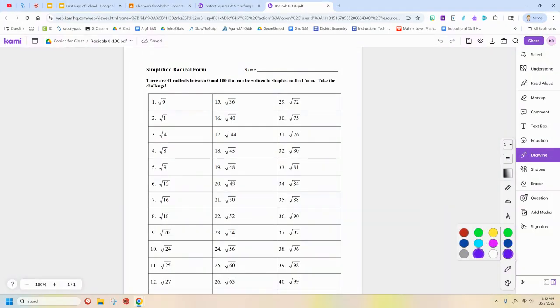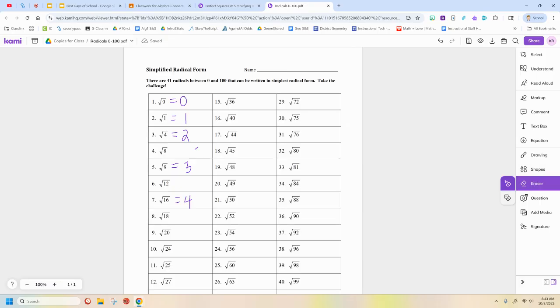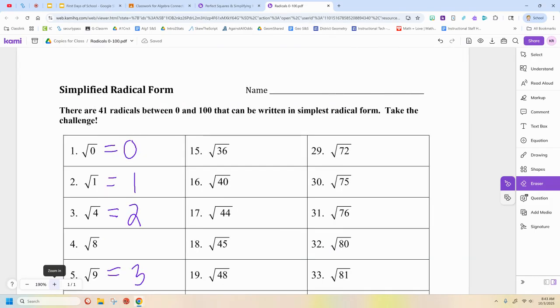So the square root of 0 is 0, and that's easy. The square root of 1 is 1, and the square root of 4 is 2. But square root of 8 is not a whole number, so I'm going to skip it for now. Is that cool? But square root of 9 is 3. The square root of 16 is 4. So I'm just going to keep on going through this list and get my perfect squares done. I'm going to blow up so you can see what I'm doing.